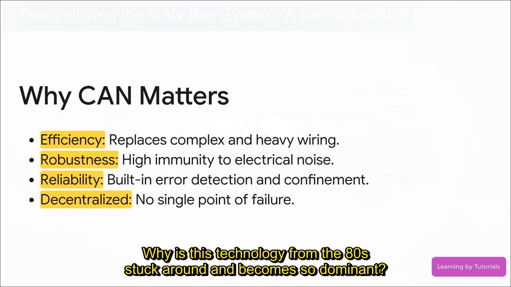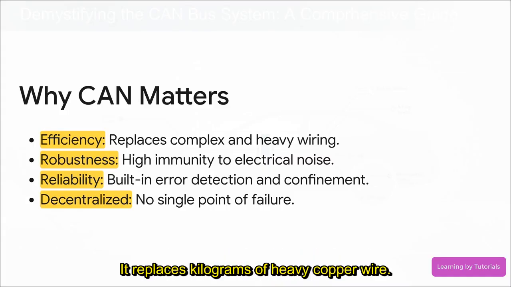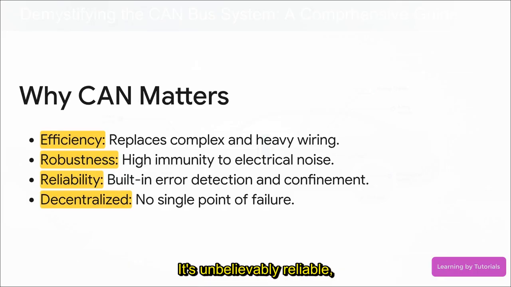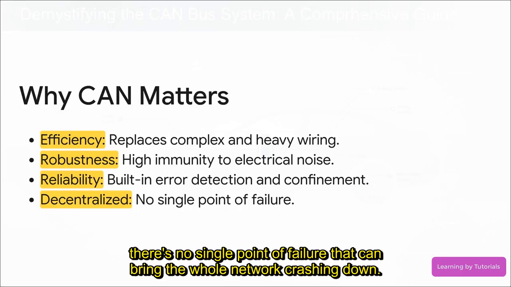So, let's bring it all together. Why has this technology from the 80s stuck around and become so dominant? Well, it's efficient. It replaces kilograms of heavy copper wire. It's incredibly robust, shrugging off electrical interference. It's unbelievably reliable thanks to all those error-checking tricks. And because it's decentralized, there's no single point of failure that can bring the whole network crashing down.